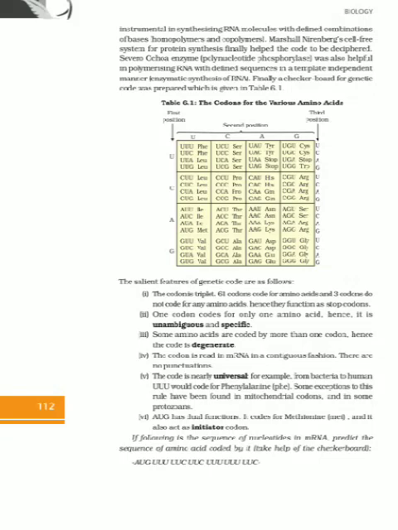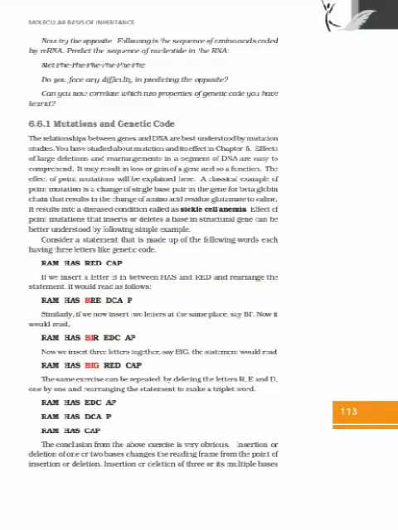Sixth, AUG has dual functions. It codes for methionine and it also acts as an initiator codon. Mutations and genetic code. The relationships between genes and DNA are best understood by mutation studies. You have studied about mutation and its effect in chapter 5.